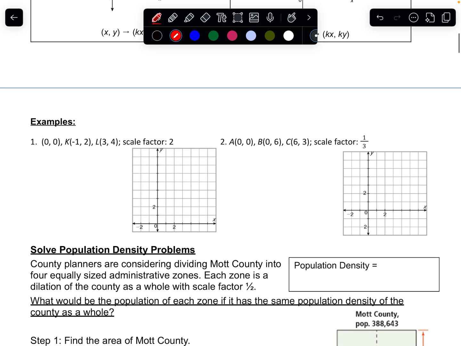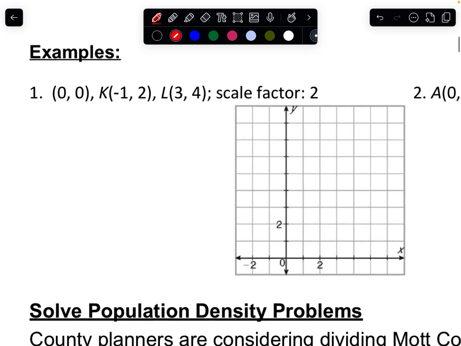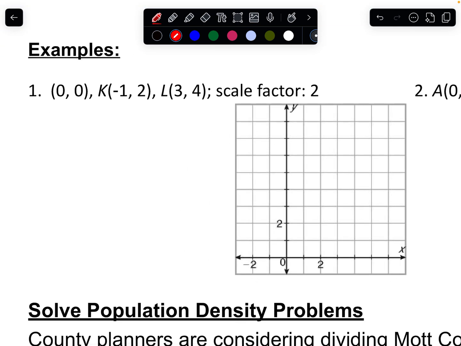Flip it over to the back. Let's go ahead and plot these points. So 0, 0, -1, 2, and 3, 4. This is K, and this is L.